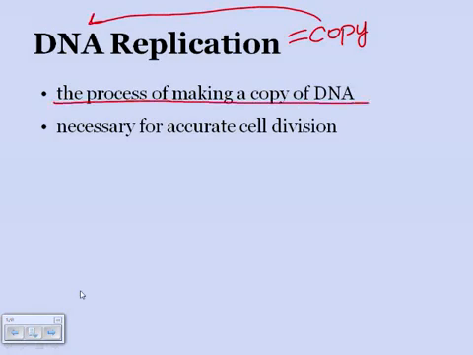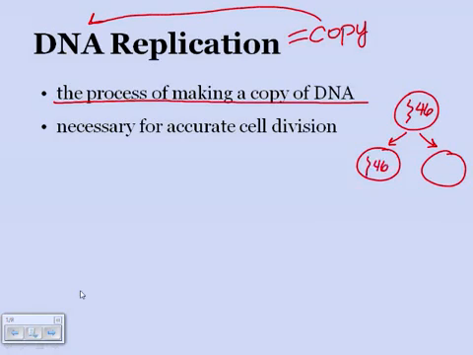And obviously, this is going to be necessary for proper cell division, because if what you have is 46 strands of DNA, when that cell divides, what you want are 2 cells with 46 strands of DNA. Those 46 extra strands aren't just appearing out of nowhere. They're going to be made through the process of DNA replication.